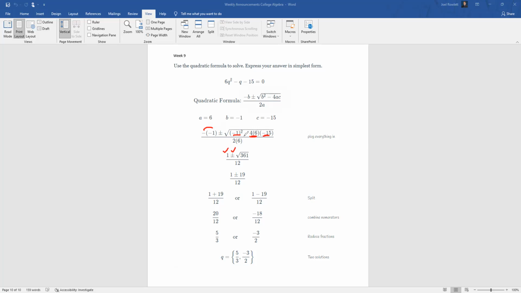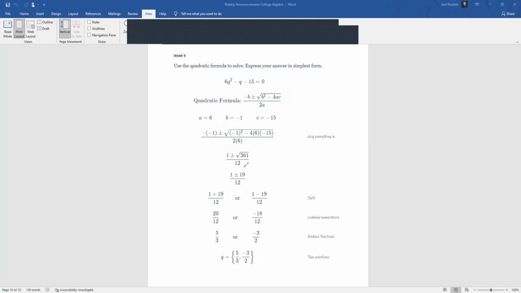That's going to give you -360, but you have this minus in the front here. So 1 minus a -360 is 1 plus 360. That gives us the square root of 361. In the denominator, we still have 2 times 6, which is 12. At this point, I would recommend just taking a calculator, and hopefully the square root of 361 is a perfect square. It turns out to be 19. So the square root of 361 is 19.